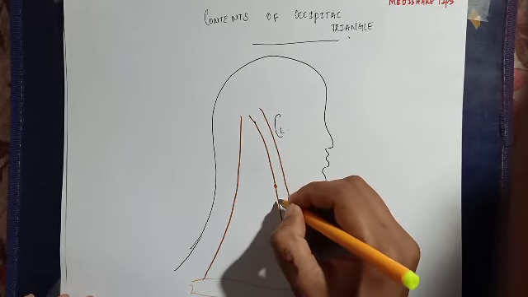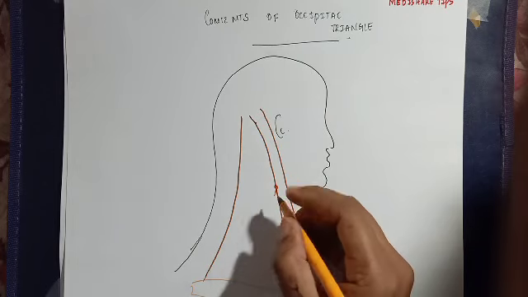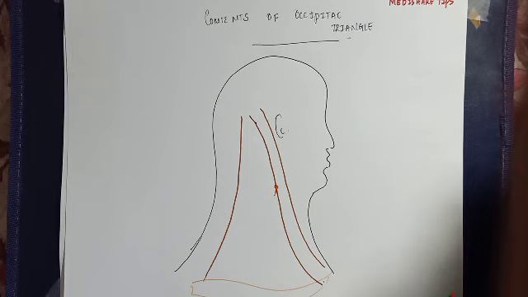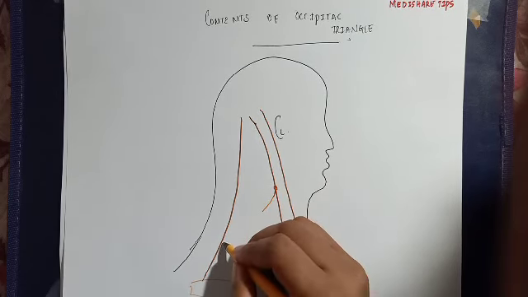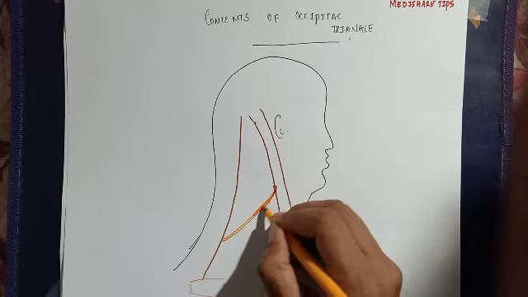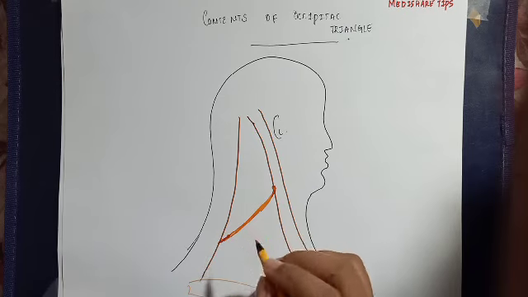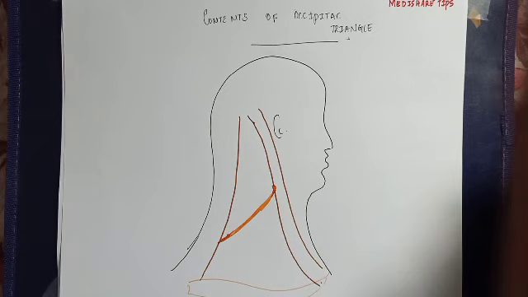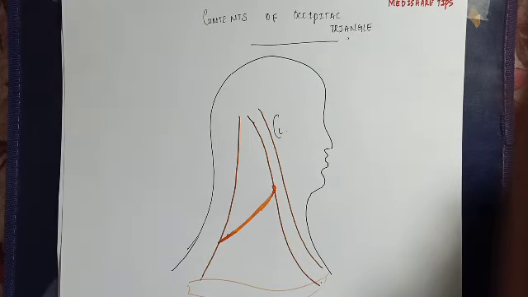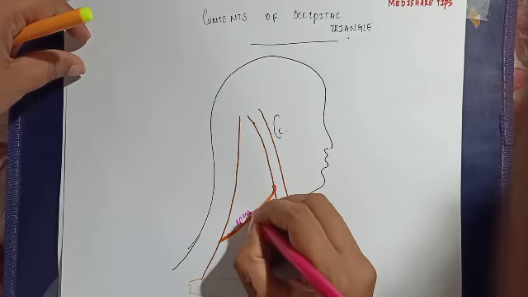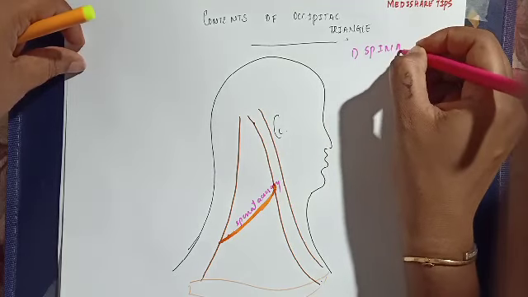So it emerges a little above the middle of the posterior border of sternocleidomastoid muscle, and it runs through a tunnel in the fascia forming the roof of this triangle. That is, it is running through a tunnel in the investing layer of the deep cervical fascia, and it passes downwards and laterally like this and disappears under the anterior border of trapezius muscle, just 5 cm above the clavicle. So this is the spinal accessory nerve, the spinal root of accessory nerve. So one content of occipital triangle is the spinal accessory nerve.